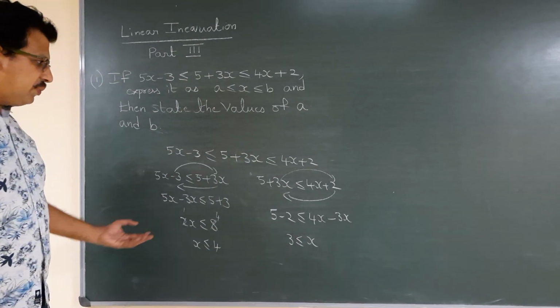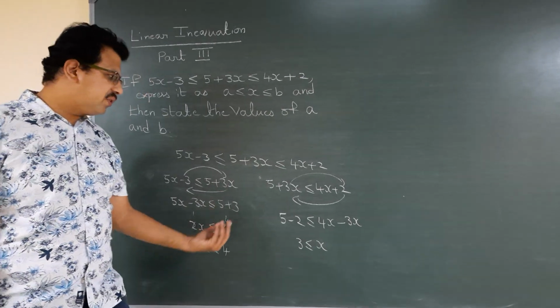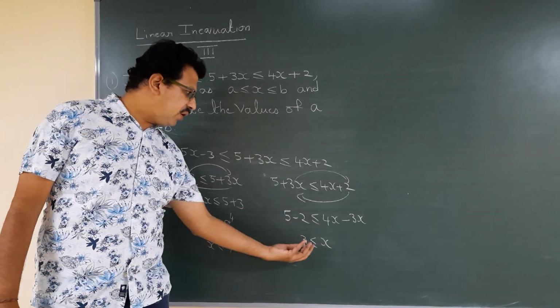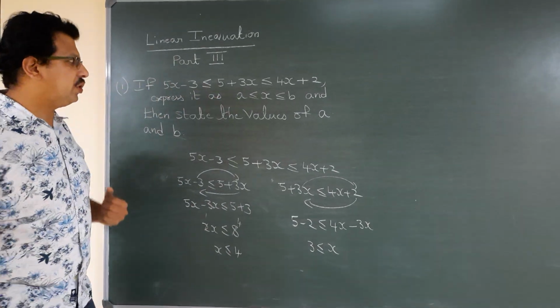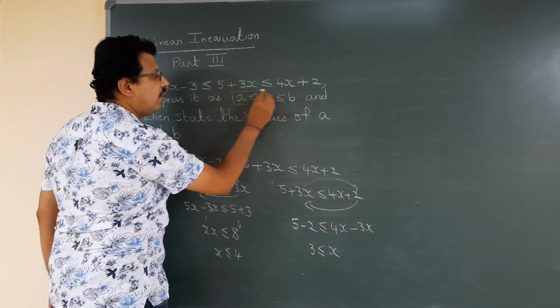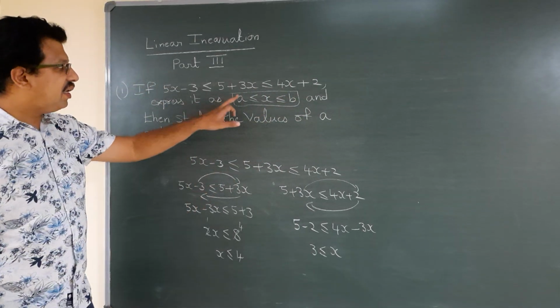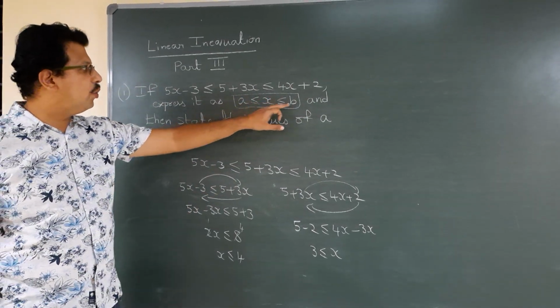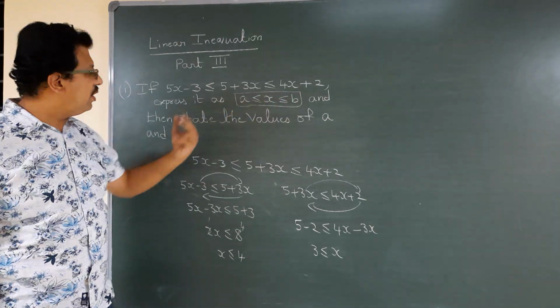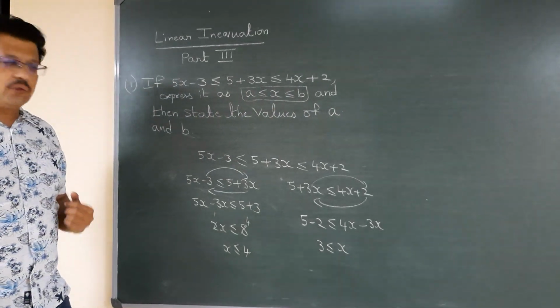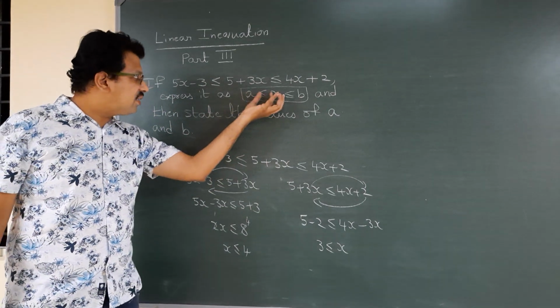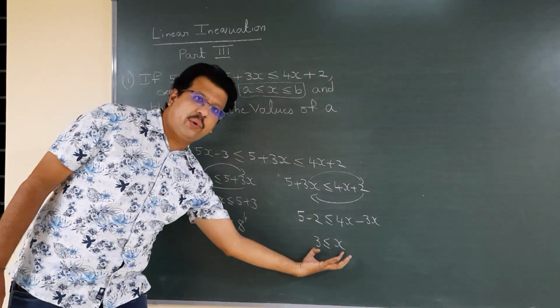So children, when you observe, see what I did: 5 minus 2 is 3, less than or equal to 4x minus 3x. And you have to go back to the question, children. You have to write in this form: a less than or equal to x less than or equal to b. If you write in this form only, we can find out the value of a and b. So since it is a less than or equal to x, I have to take this inequation.